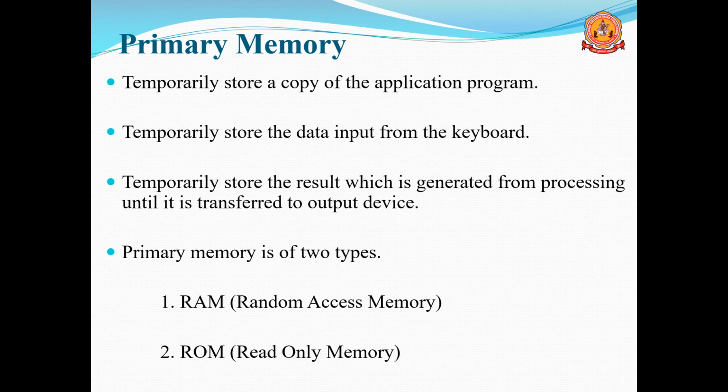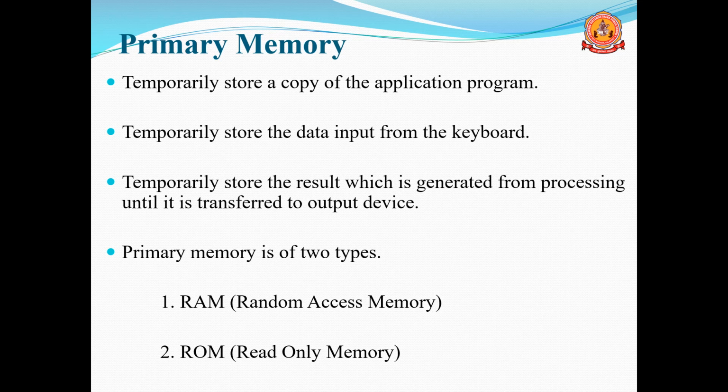The next one is to temporarily store a copy of the application. Whenever you execute a particular application, a copy is stored temporarily in primary memory. When you switch off the system, that copy is deleted, and the copy remains saved in secondary storage. Then it temporarily stores the data input from the keyboard. Whenever you input any data to the computer, it is stored temporarily in primary memory. It also temporarily stores the result generated after processing, until it is transferred to the output unit or output device.